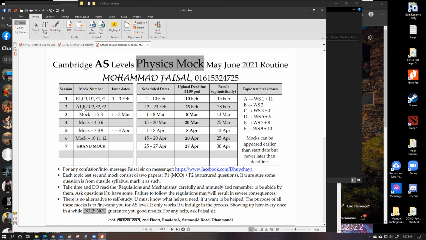So B has B1 and B2. A is worksheet 1 plus 11, which means topic A is made up from measurement technique, uncertainty stuffs and also the radioactivity.